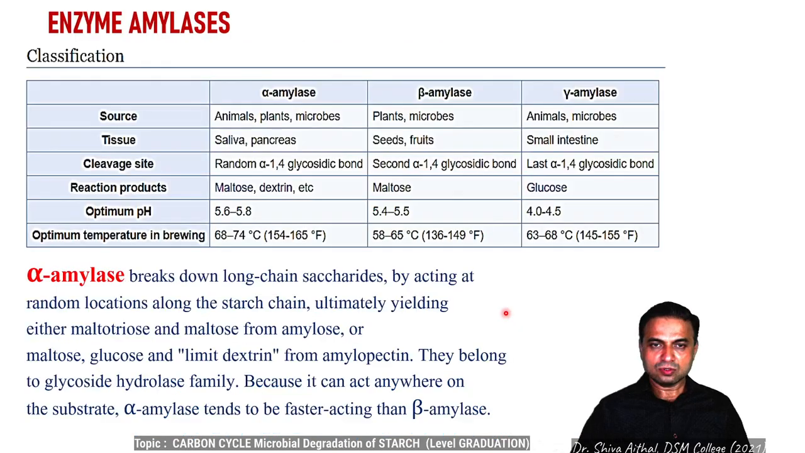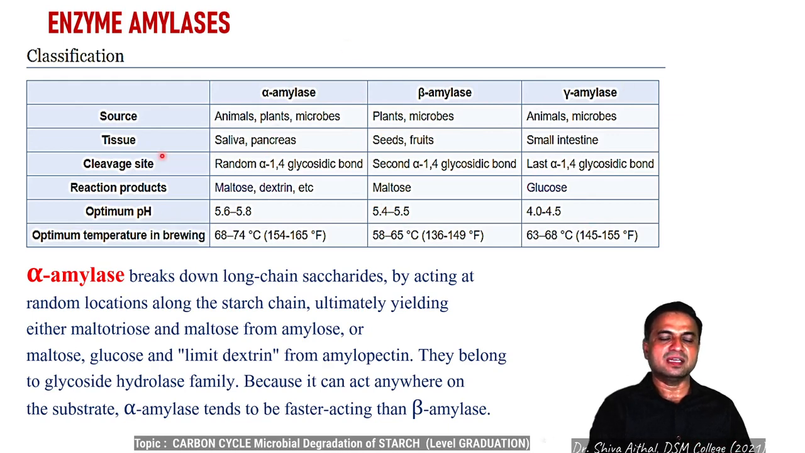So, the classes of enzymes: there are three classes of enzymes, alpha amylase, beta amylase and gamma amylase. These amylases are responsible for degradation of starch, collectively in a consortium. Alpha amylases are mainly found in animals, plants and microbes. Beta amylases are found in plants and microbes but not in humans or animals, whereas gamma amylase is found in animals and microbes but not plants. You can see the various optimum conditions needed for their action, but let us see one by one.